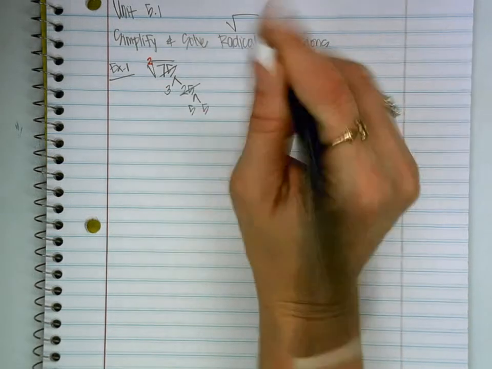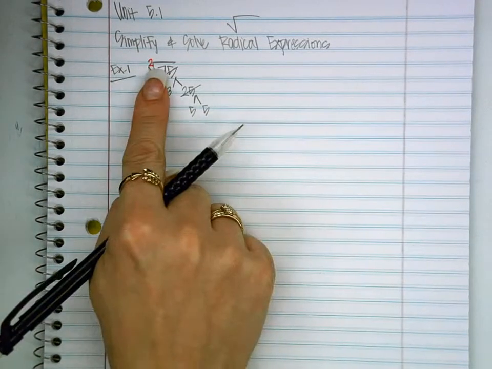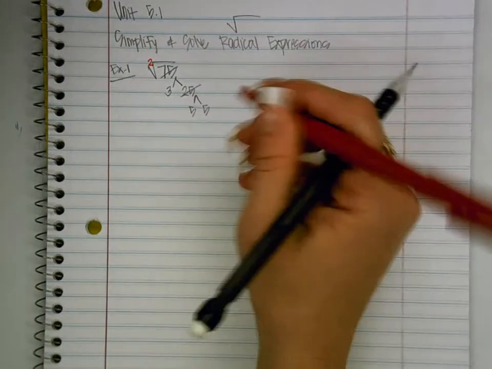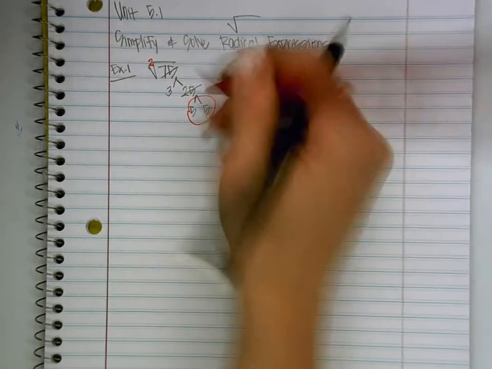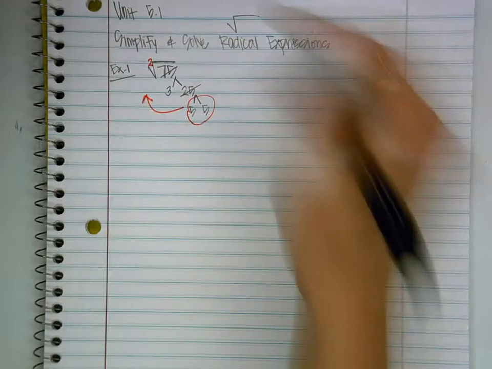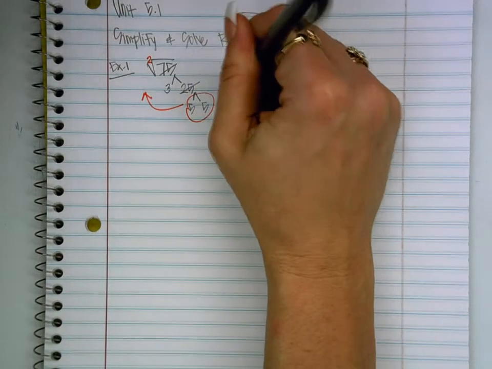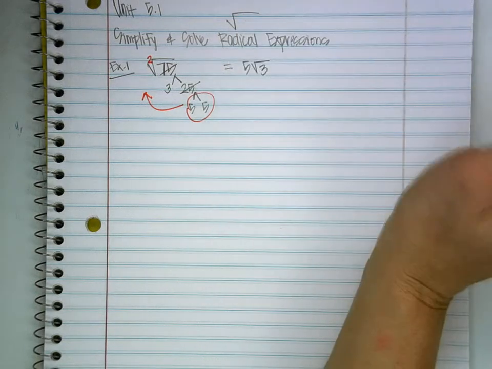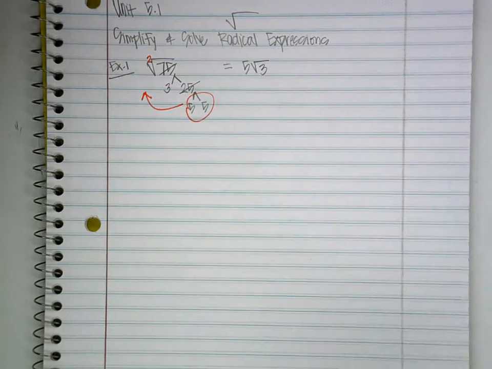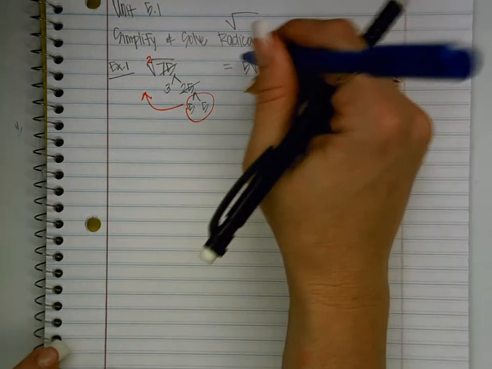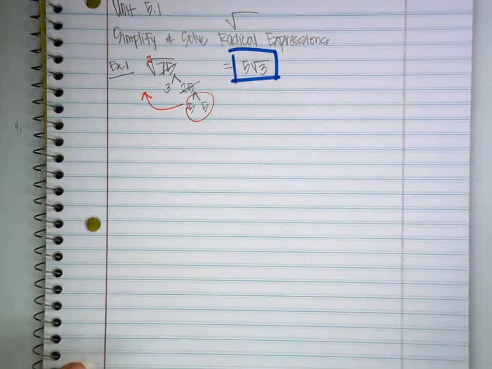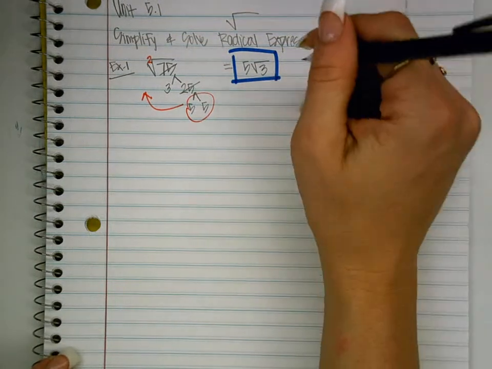So this is super basic. Since we have a radical handle of 2, that tells you that you're looking for 2 identical things to come out from underneath the radical. So this would equal 5. Whatever's left behind goes back underneath the radical. So 5 root 3 is the answer to that. This is all stuff that you've done before.